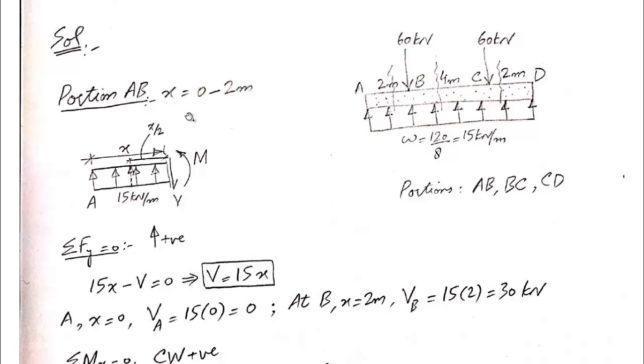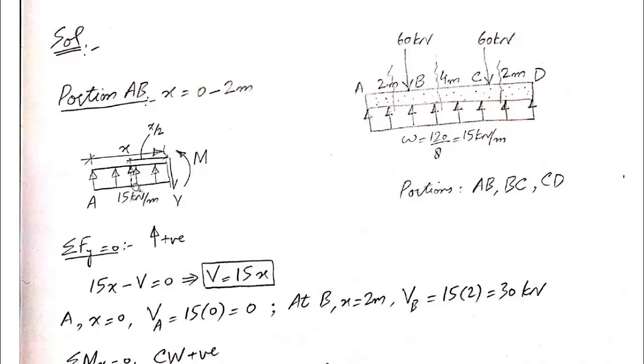The range of X is from 0 to 2 meters. So it starts from here and it goes up to this point. And this is the UDL. It's acting in the upward direction. Intensity is 15 kilonewton per meter. We do not know its exact length because the section varies from 0 to 2 meters. So this distance is X.